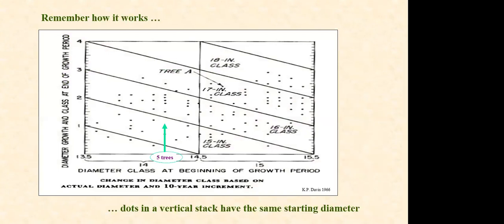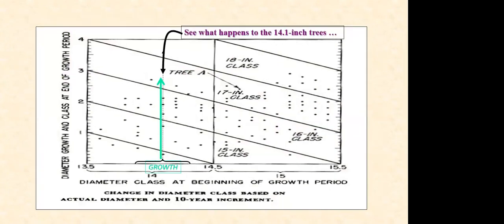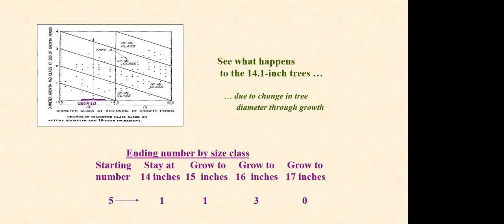Kenneth Davis presented this diagram to illustrate the problem. Now, the green arrow marks the 14.1 inch size class. There are 5 trees that measured 14.1 inches. The diagonal lines here represent trees that in the lower left stayed in the 14 inch class, grew up to the 15 inch class, to the 16 inch class, and to the 17 inch class.